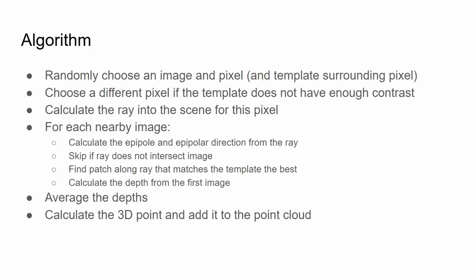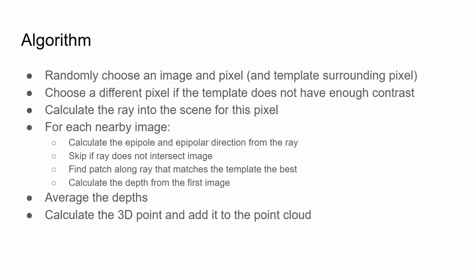Then for that pixel, you calculate the ray into the scene using the camera position. Then you go through the other images in the stack, the images that are nearby, so looking at a similar area, taken from a similar location. You calculate the epipole and epipolar direction from the ray of the first image. If that epipolar line does not intersect the image we're considering, then we don't consider this image, because the intersection point is not in it.